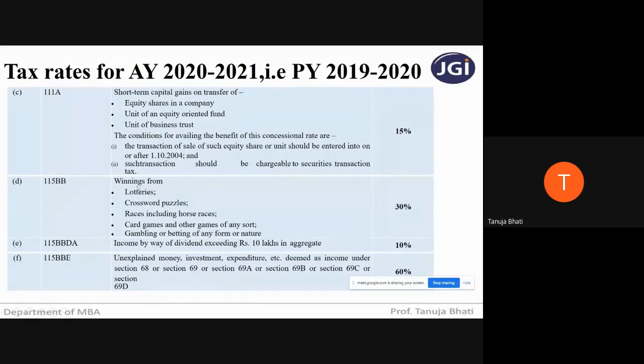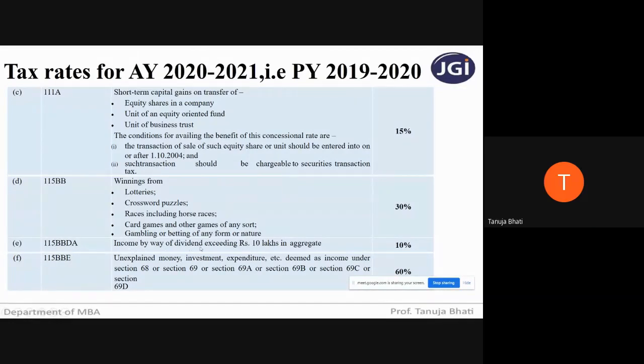Suppose you're winning from, now this is not capital gains, this is income from other sources. Suppose you're winning from lotteries, crossword puzzles, races, card games, gambling, then whatever you're earning, irrespective of that, you need to charge 30% tax. So you should not see what type of person he is. The normal slab rates, what I've explained earlier, will not be applicable in case of winnings from lotteries, crossword puzzles, all this. Flat 30% you need to charge.